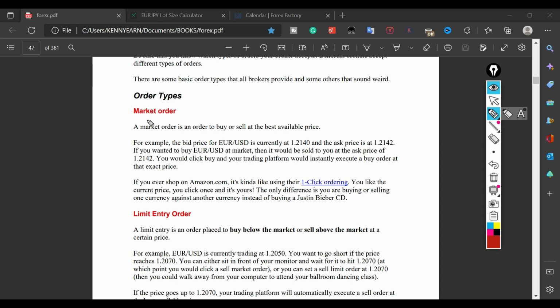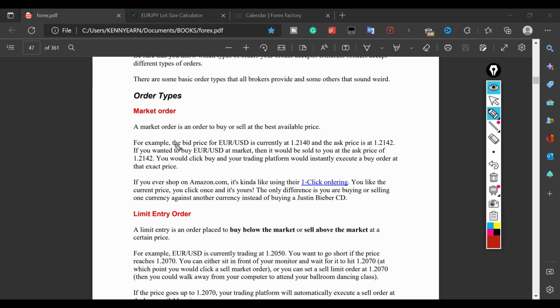So the first one is market order, also known as instant execution. What kind of order is this? This is an order to buy or sell at the best market price available. It's like just going into the market. Let's say the market is at a good level you want. You could just open a trade immediately. You just say buy, or you sell. That's kind of like instant execution.